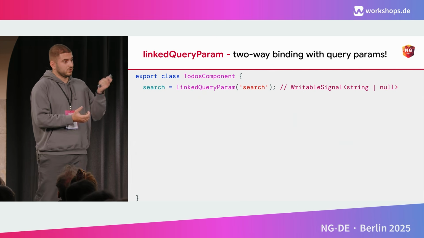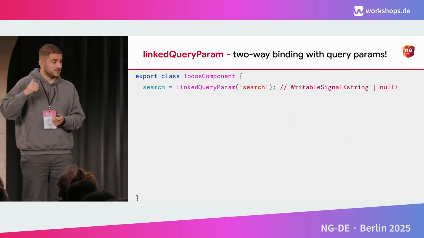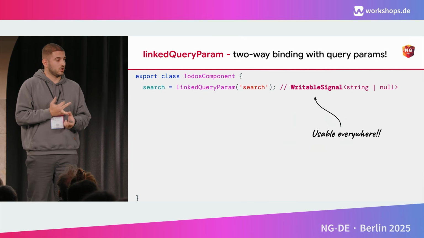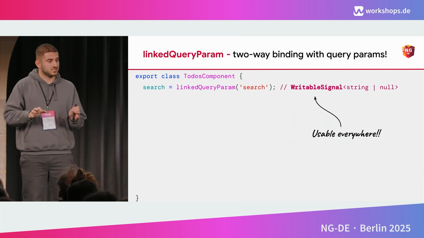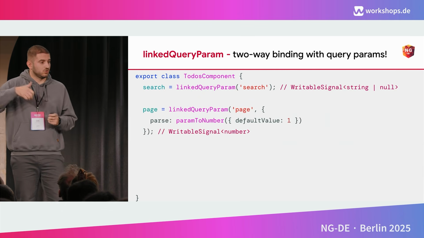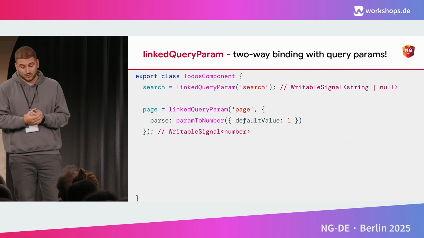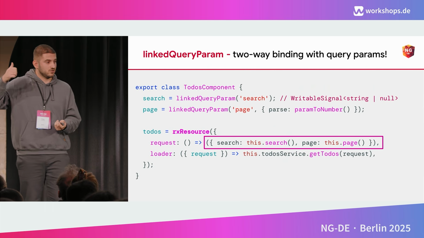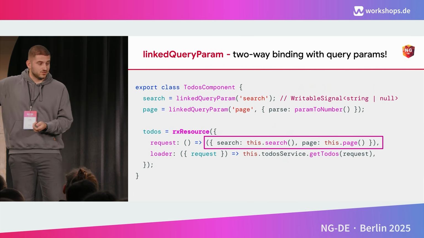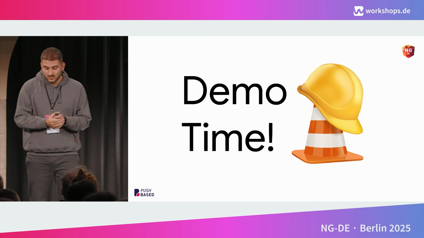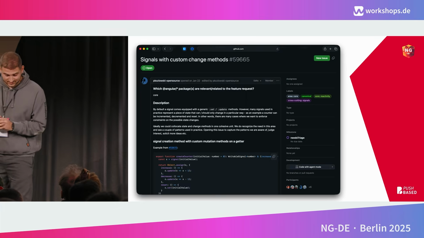We can use it like linkedQueryParam('search'). It gives us a writable signal. And that's usable everywhere: in your forms, in your models, in your signal state, signal store, anything that accepts a signal, that thing will just work. We can parse, of course, the param to a number, or with some default value, or to a boolean, or to some array. We can use it in an rxResource. We can say request, this is this.search, this is this.page, and do, I don't know, getTodos. Okay, some demo time.